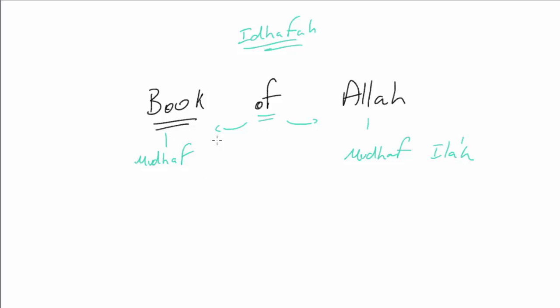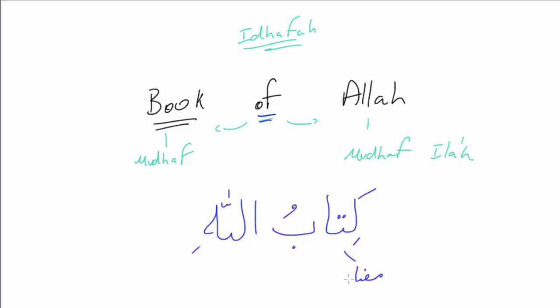So let me write this in Arabic, because it's an Arabic class, so it'll be helpful if we write this in Arabic. You're not gonna see the word "of" in Arabic, okay? But it's there, right? Just like when you say kitabuhum, there's no word for "of". It's just implied when you're translating. So when we have kitabullahi, this is mudaf, and the word Allah is mudaf ilayh. I think that's how you spell it, mudaf ilayh.